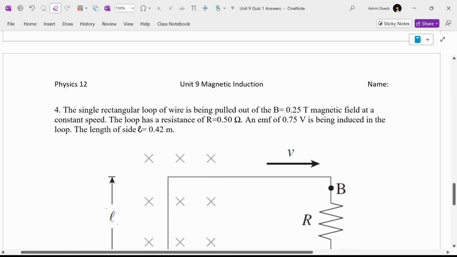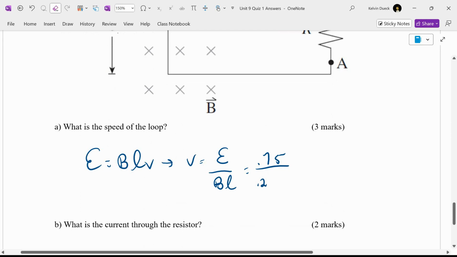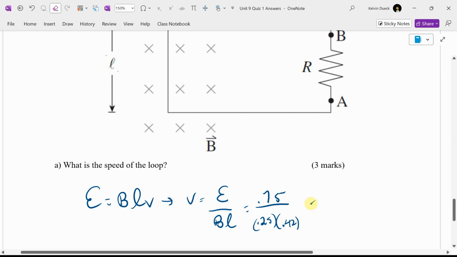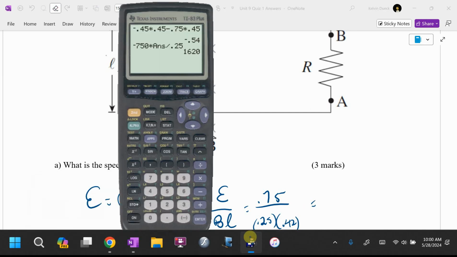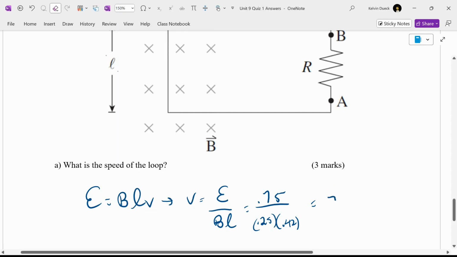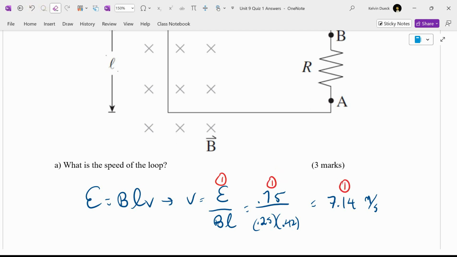The magnetic field is 0.25. And L was 0.42. 0.75 divided by bracket 0.25 times 0.42. I got 7.14 meters per second. One mark. Actually, I'd probably go like this: 1 mark if I saw that, 1 mark for the numbers, 1 mark for the answer.